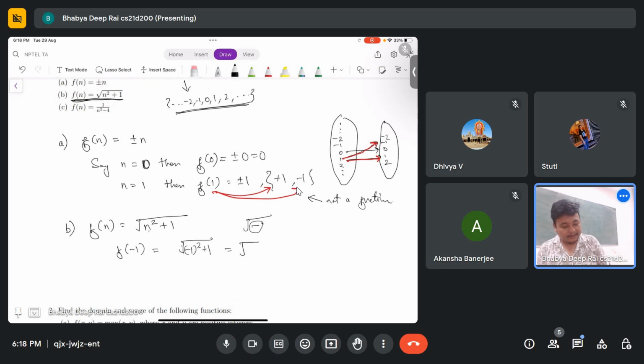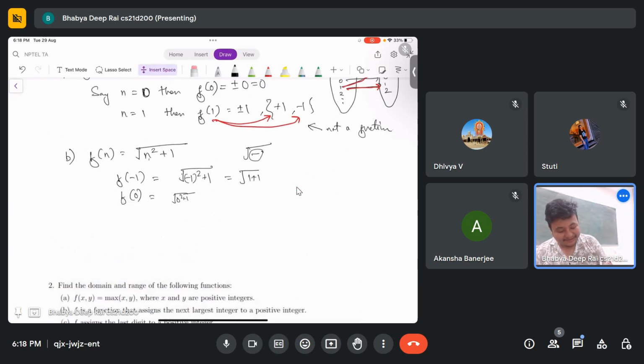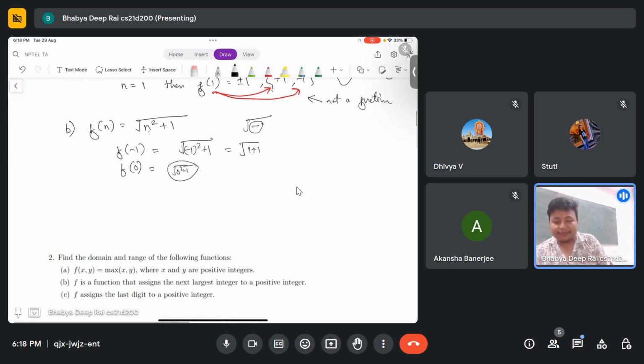which is nothing but root over 1 plus 1, and minus becomes positive. Obviously for the case of a positive number, the expression under the root will be positive, and for the case of 0, root over 0 square plus 1, again you have a positive number under the root. But an important thing is how the square root function behaves in terms of integers.